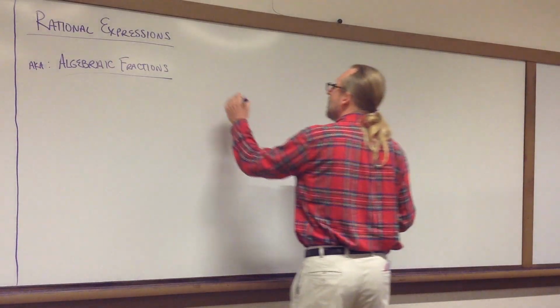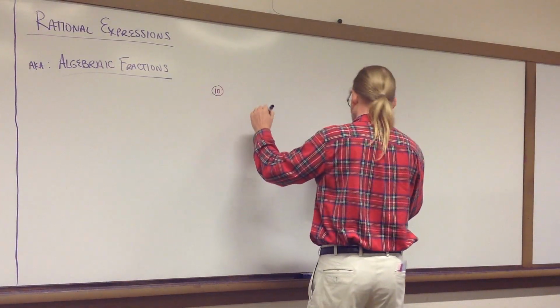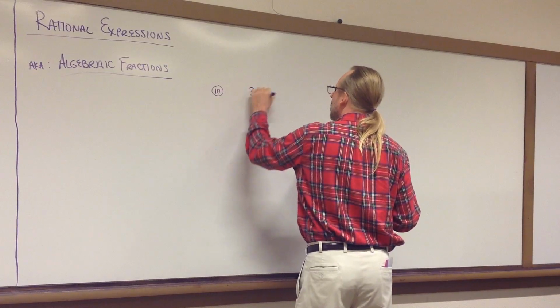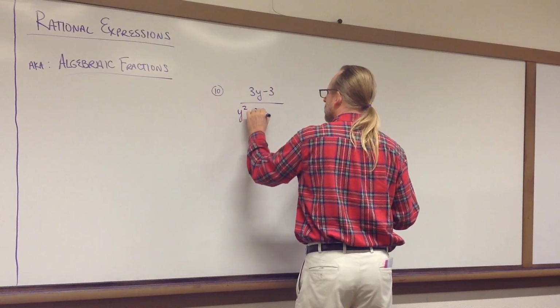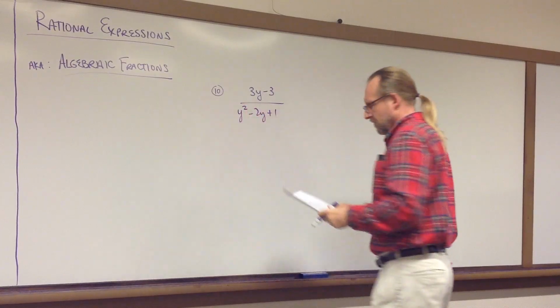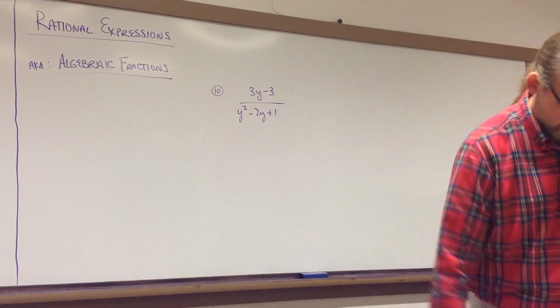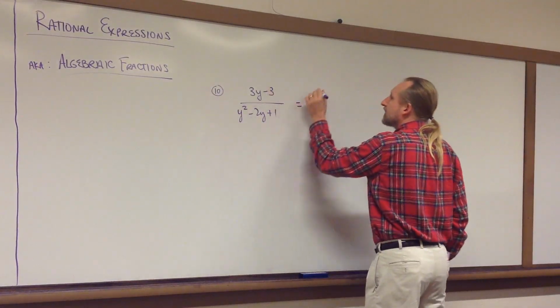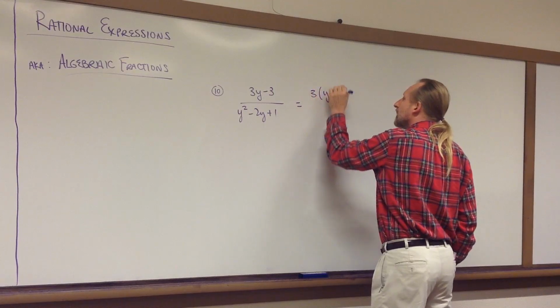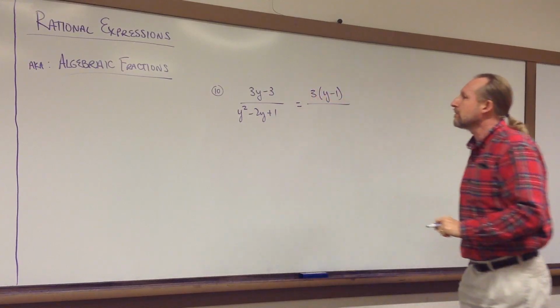Problem 10. On the top, 3y minus 3, and on the bottom, y squared minus 2y plus 1. Okay, on the top, we've got a common factor of 3. 3 times parentheses y minus 1.